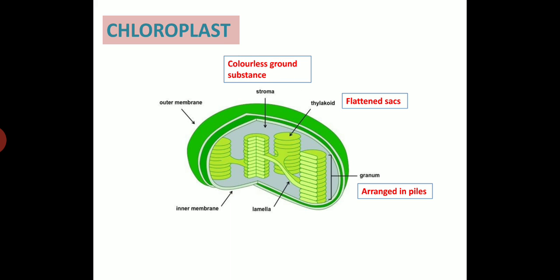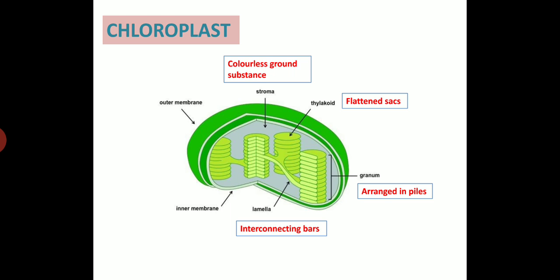And another thing that you have to notice is there are some bars which connect the thylakoids or granum. Okay, these interconnecting bars are known as lamella. So this is the basic structure of chloroplast. There are flattened sacs called thylakoids inside the inner membrane of chloroplast. These flattened sacs, when they are arranged in piles, are known as granum, and these granum are connected with each other through lamella, and all these structures are found in a colorless ground substance known as stroma.